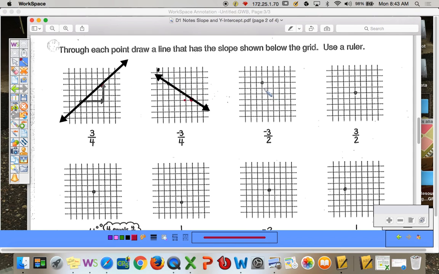The next one is down 3, 1, 2, 3 over 2. Again, you can use your ruler or straight edge. The next one is up 3, 1, 2, 3 over 2.